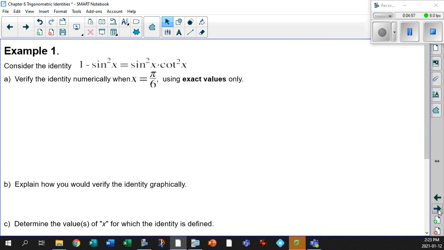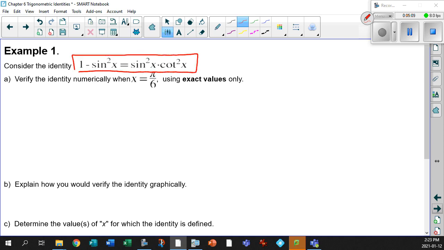Let's get at her. Oh my goodness, look at this monster. Well, probably the first thing that you can do here is read the question. It says, consider this identity. So they tell you this is what you're going to be working with right here. Look how ugly that is. It's a monster. But the thing is, it says, verify the identity numerically under x equals pi over 6.